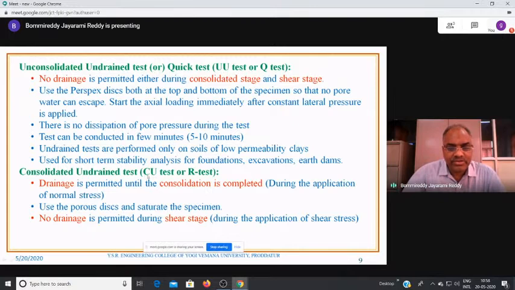Consolidated C, U means undrained test. And we can call it the R test. Why is it called the R test? Q is the quick test and another test is the S test, the slow test. And in between the alphabet Q and S comes the alphabet R, so that's why it is called the R test.